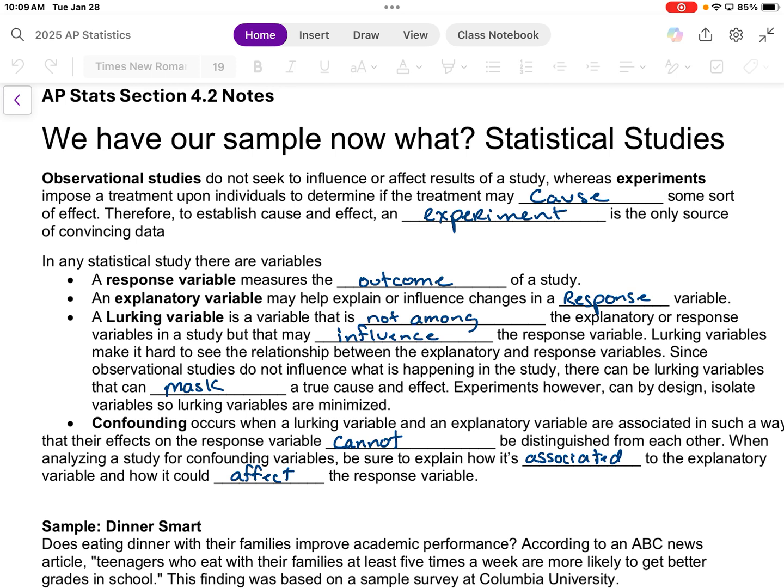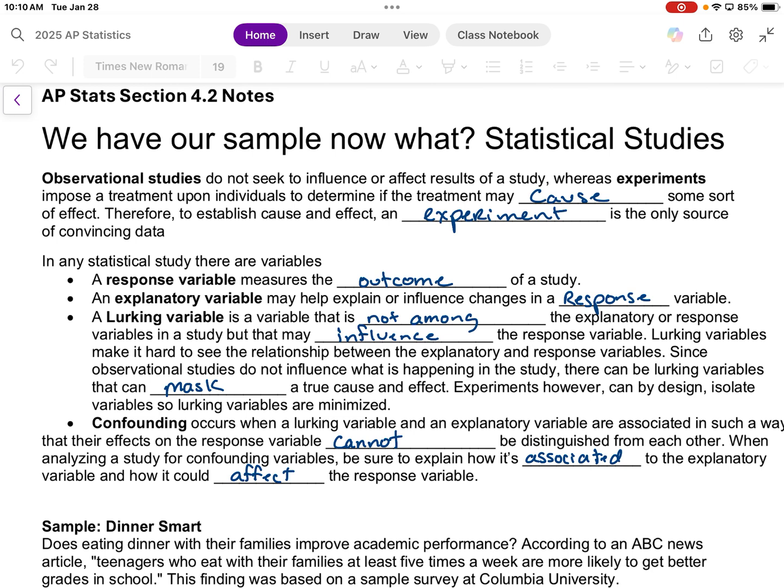Observational studies do not seek to influence or affect the results of a study, whereas experiments impose a treatment upon individuals to determine if the treatment may cause some effect. Therefore, to establish cause and effect, an experiment is the only source of convincing data.